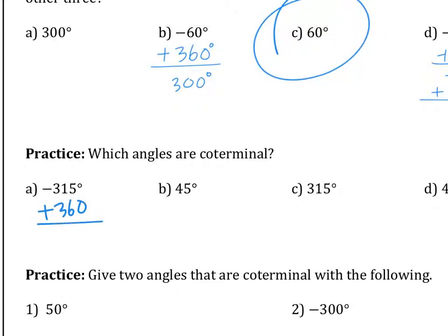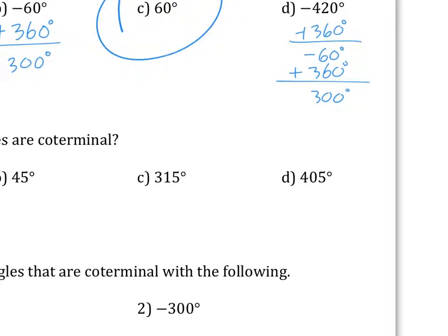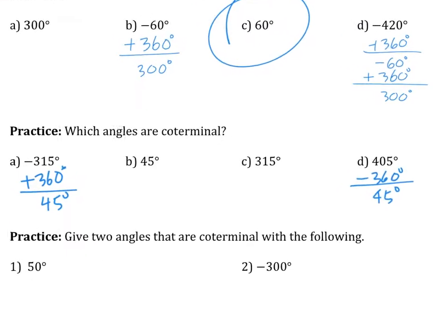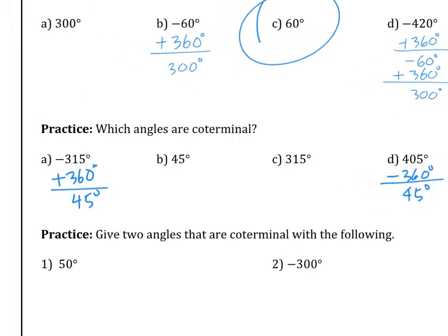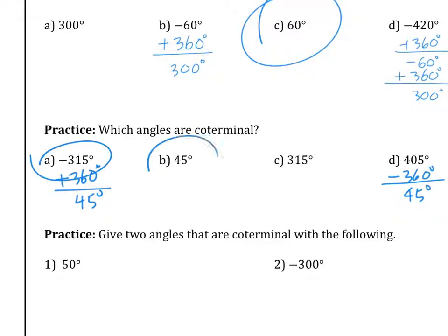So the first one is a negative number. We're going to change it. So this becomes 45 degrees. B is already within 360. C is within 360. D is more than 360, so we're going to subtract 360. And that is 45 degrees. So the only one that is not coterminal is C. So the ones that are coterminal are A, B, and D.